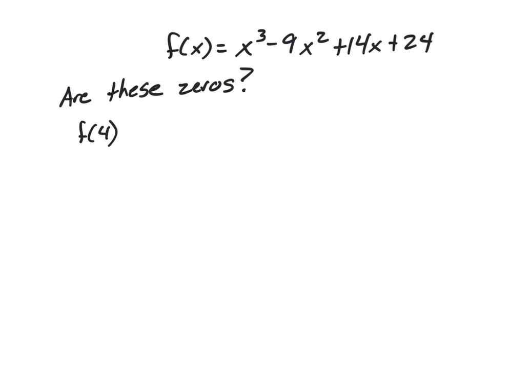F of 4, F of 5, and F of negative 2. Okay, and there's a couple of different ways that we can verify if these are really zeros, okay? If it's really a zero, when I plug 4 into this equation, it would give me a solution of 0.